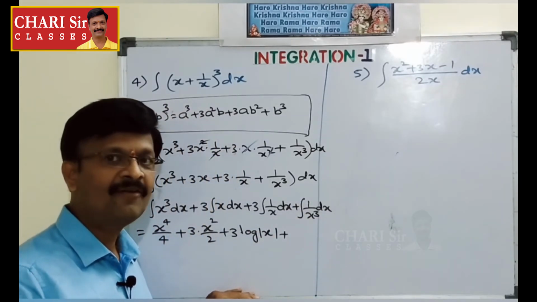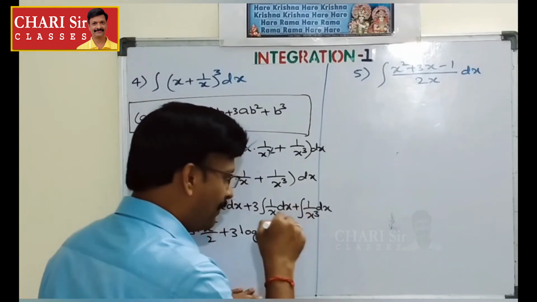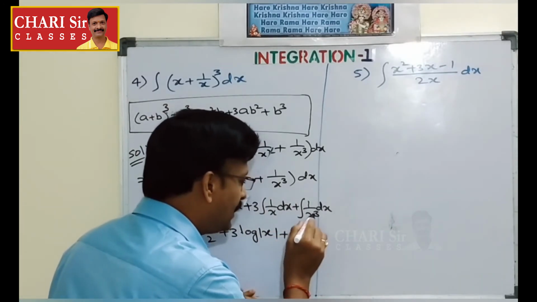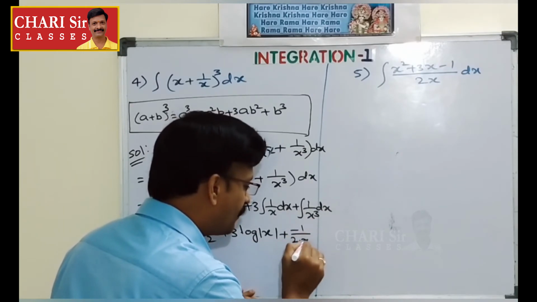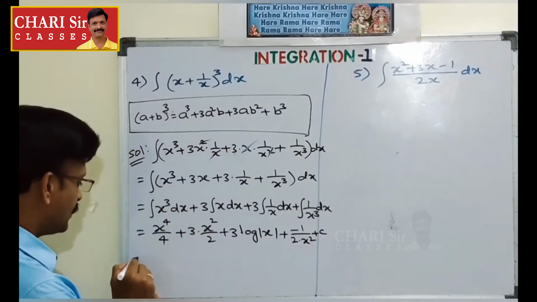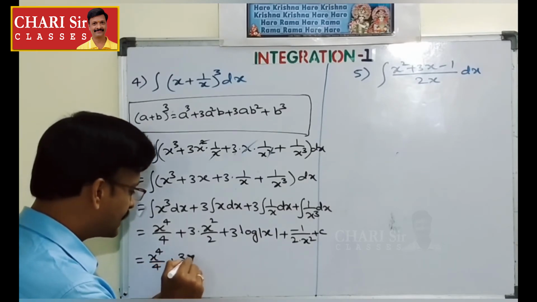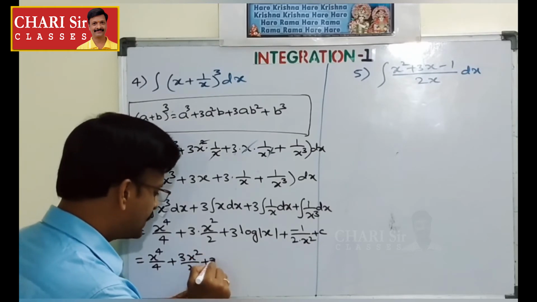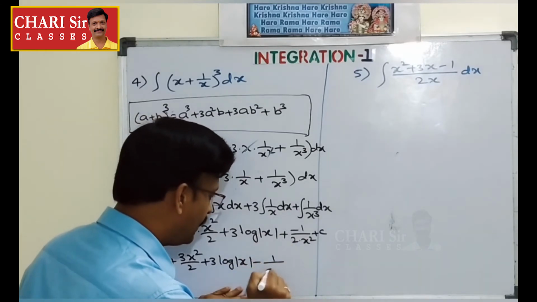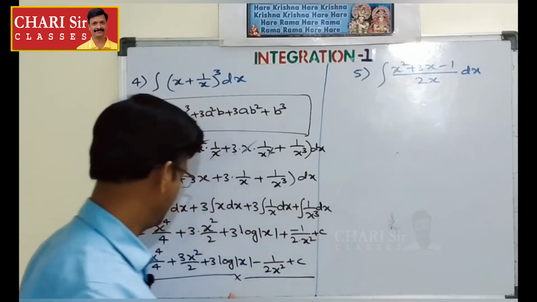Here we use the formula for the integration of 1/x^n. The integration of 1/x^n is what? Minus 1/((n-1)x^(n-1)). Here that is minus 1/((3-1)x²), so 2x², and plus c. Is there anything that gets cancelled? No. So directly you can write x⁴/4 plus 3x²/2 plus 3 log|x| plus minus 1/(2x²) and plus c. This is your final answer.